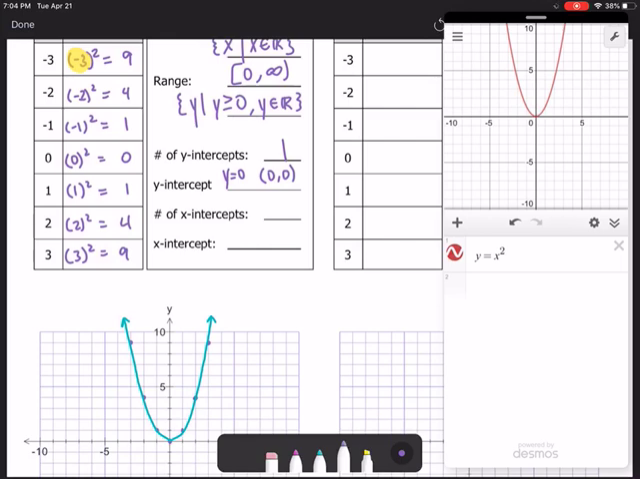And here we only have one x-intercept as well. Remember, an x-intercept is where the graph touches the x-axis. It doesn't actually have to cross the x-axis. So that happens, again, at y is equal to 0, or the point 0, 0.